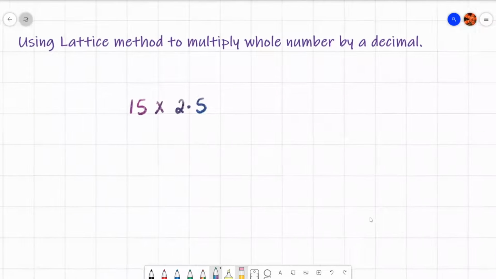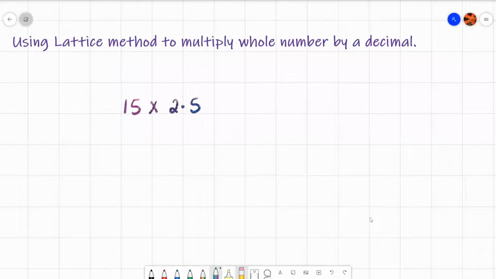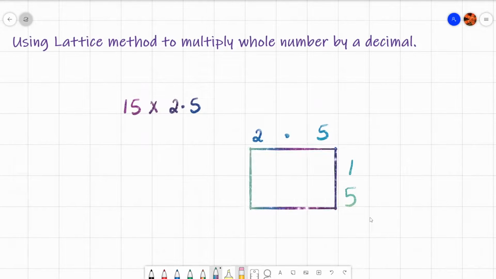When you've got a whole number and a decimal, I would recommend putting the decimal at the top because it's just easier that way. So I'm going to write 2.5 like that, and I'm going to put 15 at the side. Draw yourself a box and split. I'm going to split the 2.5, so the numbers 2 and 5 down the middle, and the 1 and 5 there down the middle.